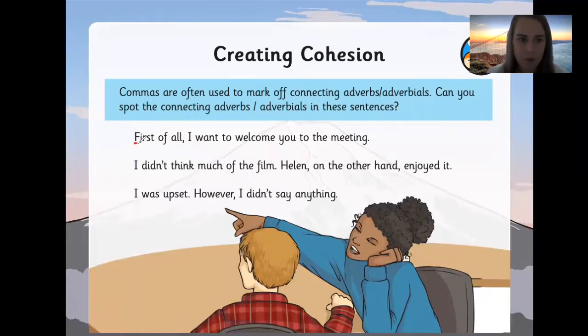Fantastic. We can see here we've got "first of all," and there is a comma there. In the second example, we've got two sentences: "I didn't think much of the film. Helen, on the other hand, enjoyed it." Fantastic if you spotted "on the other hand." And again, there's actually a comma either side of that. "I was upset, however, I didn't say anything." Hopefully you have spotted "however," and again, there is a comma afterwards.